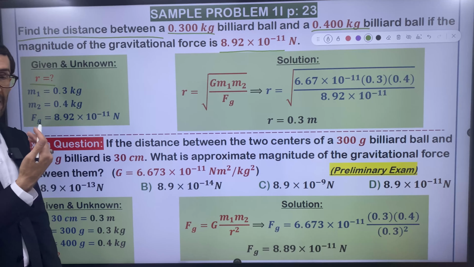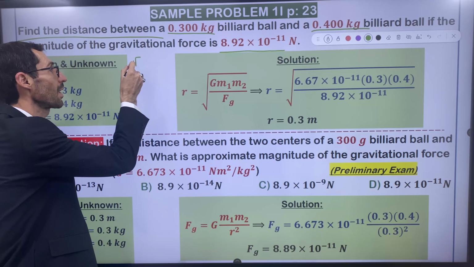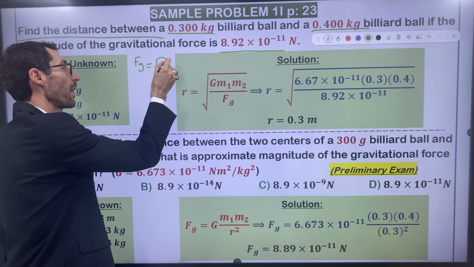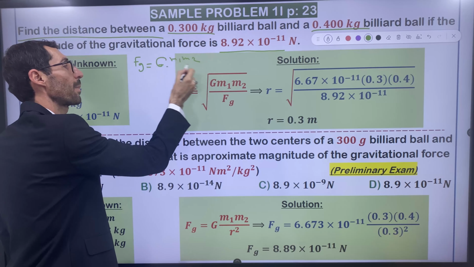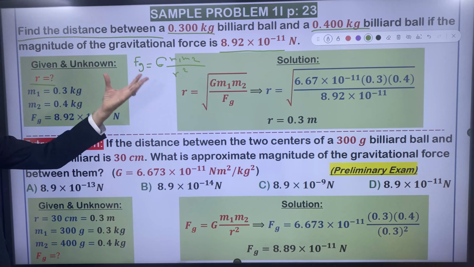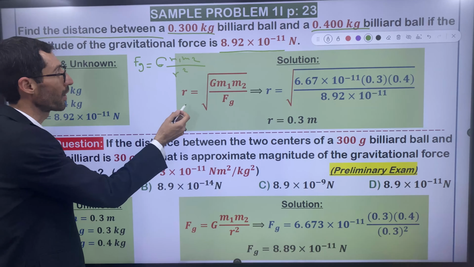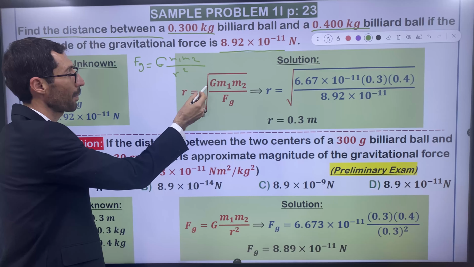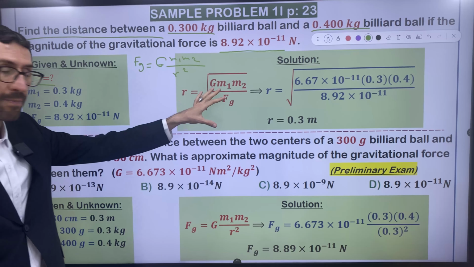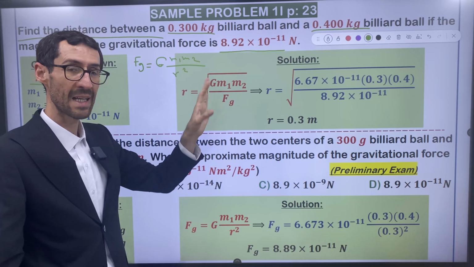Just rearrange the equation of the universal law of gravitation, Fg equals capital G, M1 M2 divided by R squared. Rearrange this equation for R. So R will be what? R will be the radical of G M1 M2 divided by Fg. Just write the values, and that's it.